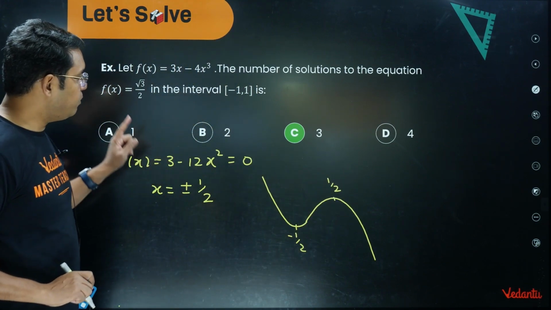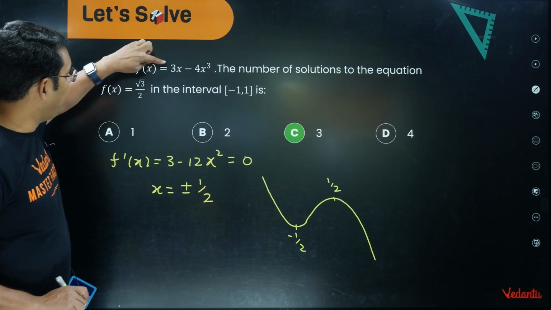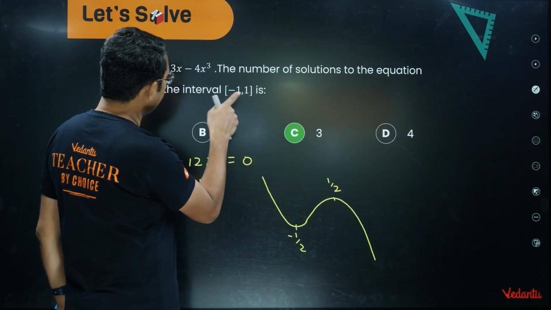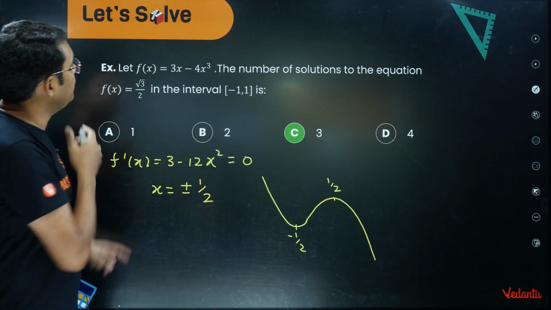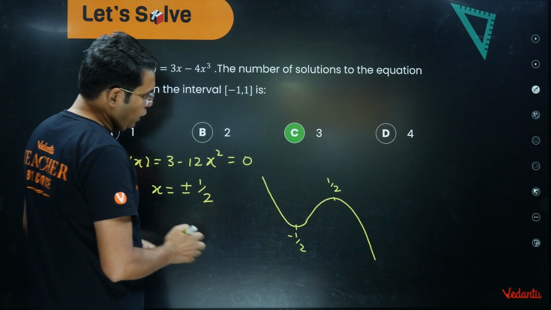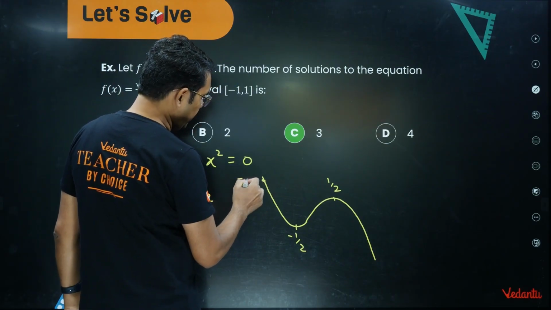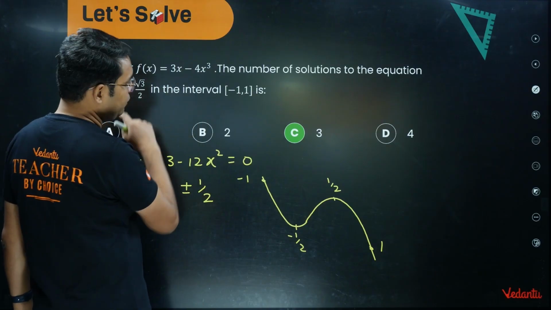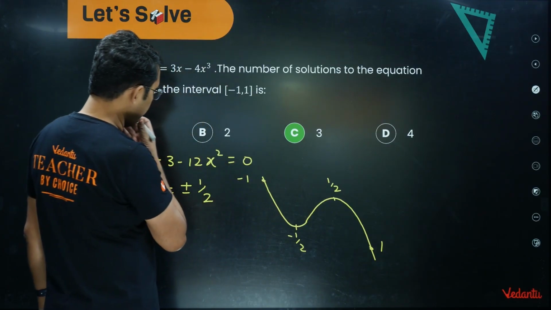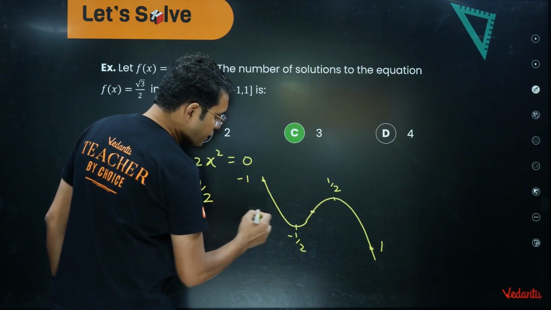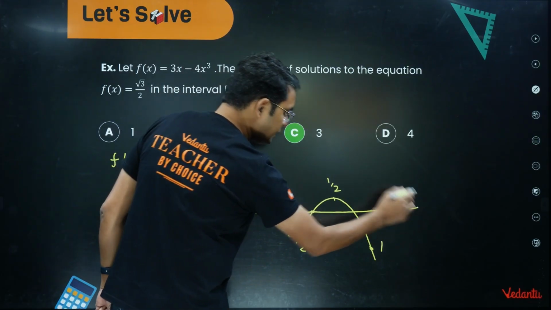And my interval is from minus 1 to 1. The value at minus 1 is 1, actually, and the value at 1 is minus 1. Okay, so this minus 1 should be here, and plus 1 should be somewhere here. Okay, and the value is 0 at 0, and 0 is also a point of inflection, where the concavity is changing, so the graph will be something like this.